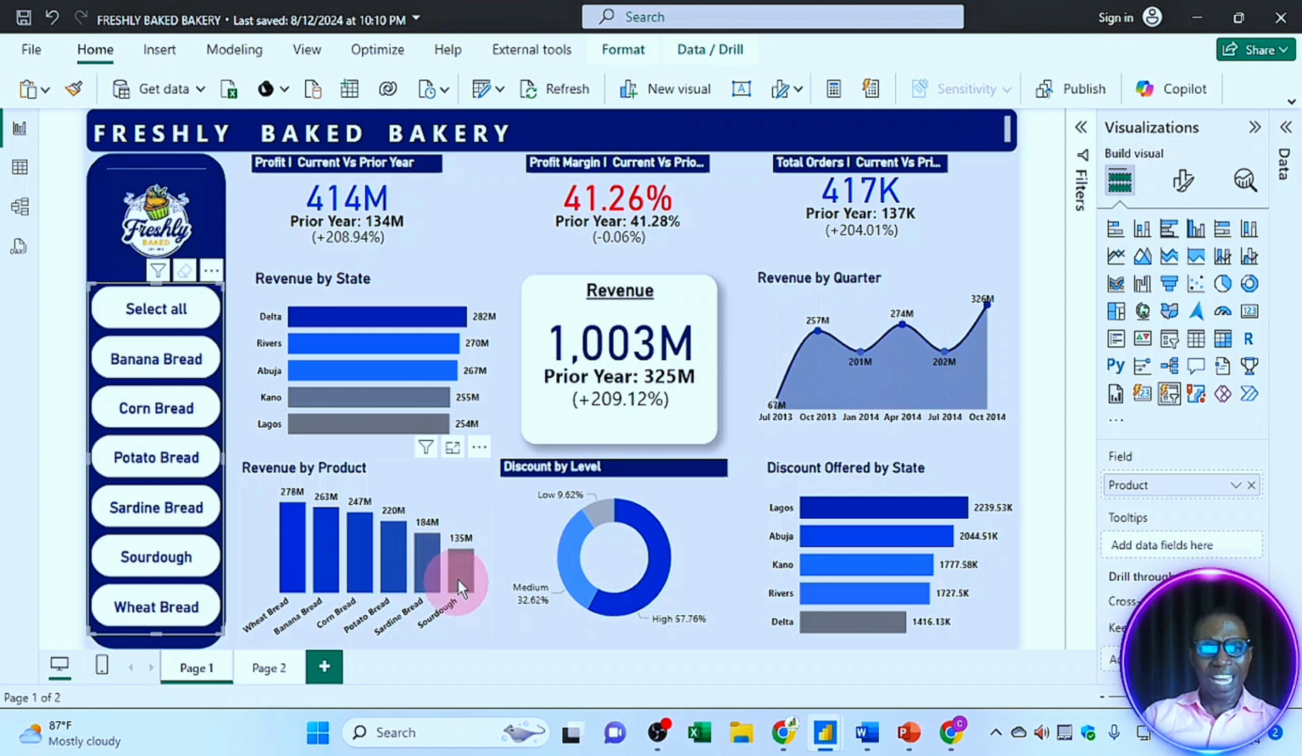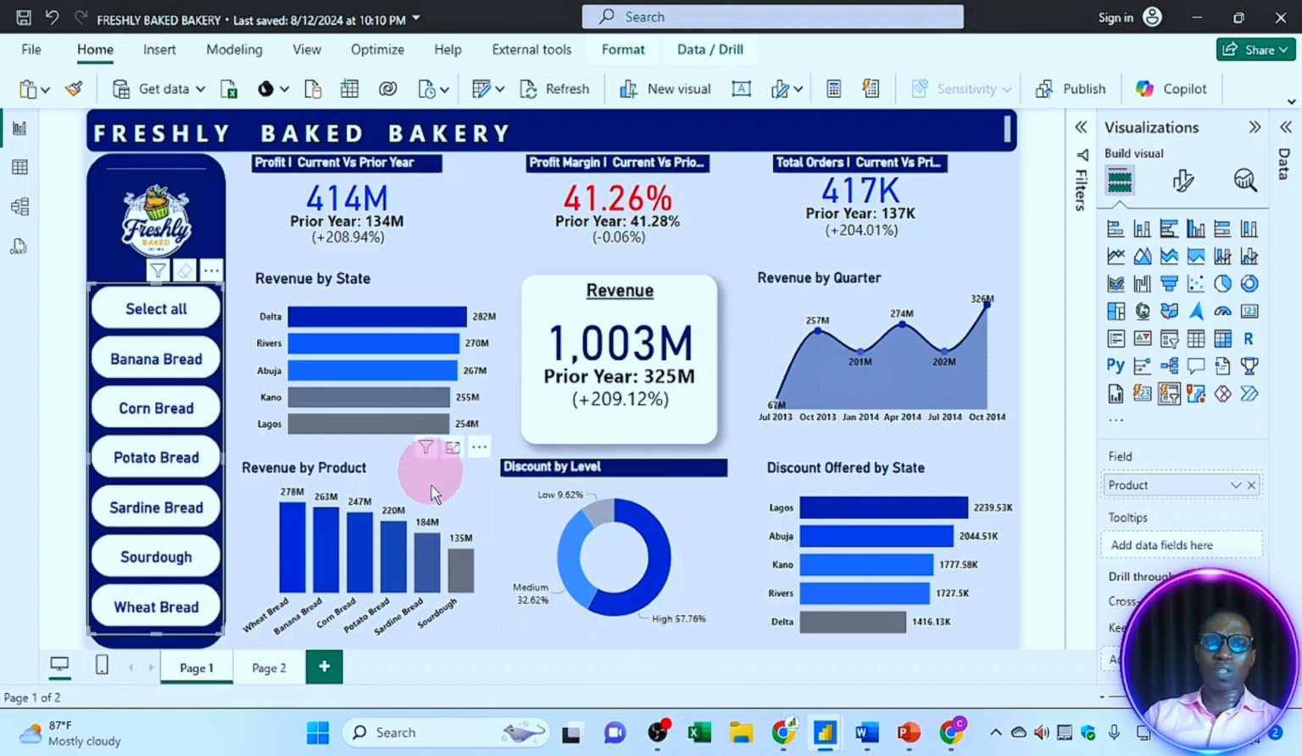So looking at it by revenue, it is sourdough. This is a good indicator. This is a good report to make the decision. Or they may decide, okay, let's give it more here. For instance, look at the discount level, which means, okay, we have 57.7 as the high discount level.